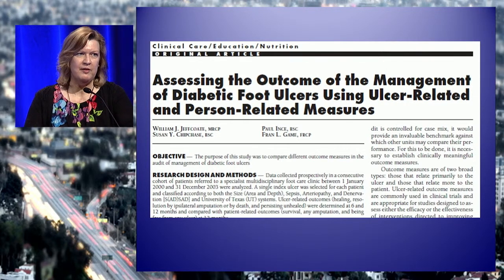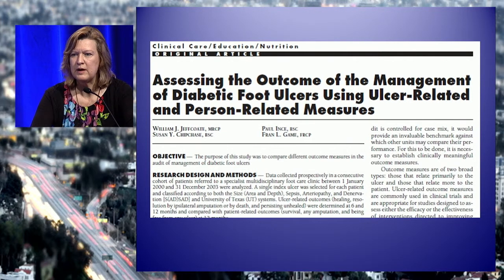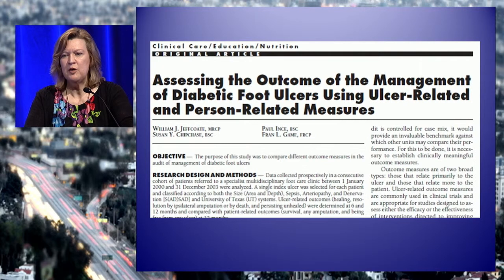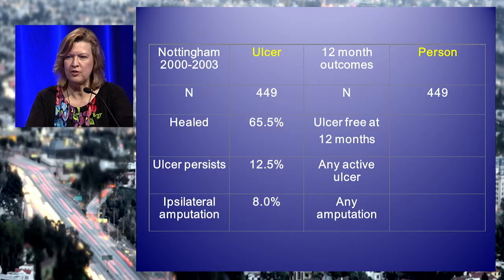Now, we'd thought about this some time before and published this paper in Diabetes Care, looking at the difference between ulcer-related and person-related measures, because to us it was important that the patient felt better. And it wasn't just a question of whether their ulcer looked better or healed. And one of the things that we noticed was that when you looked at individual ulcer data rather than person data, the data looked rather different. So here we had a series of 449 ulcers.